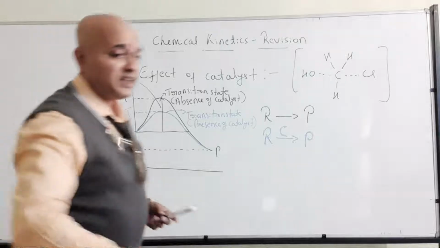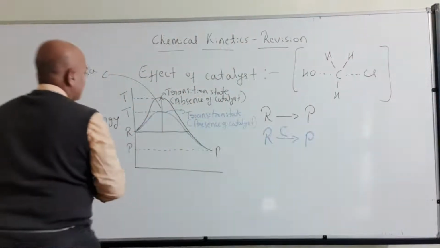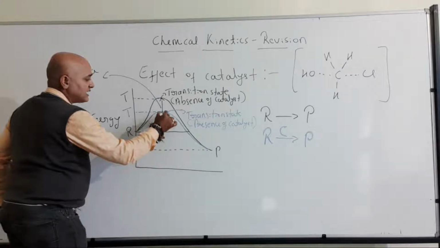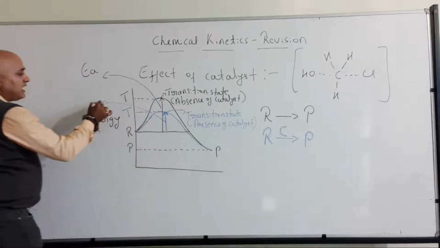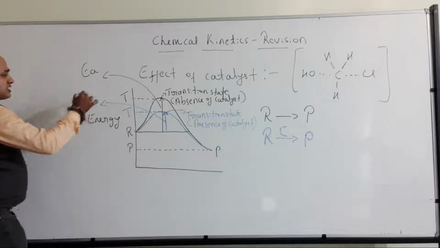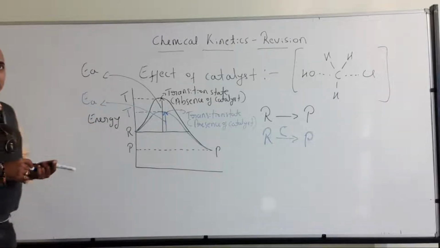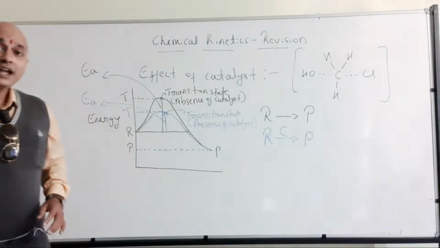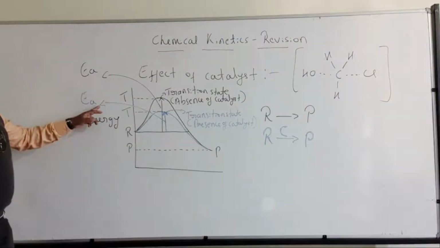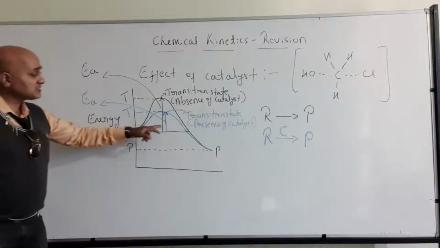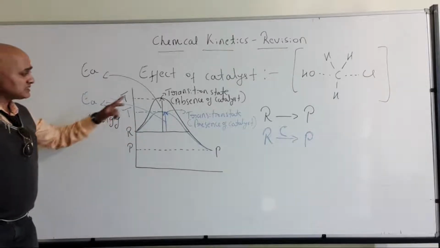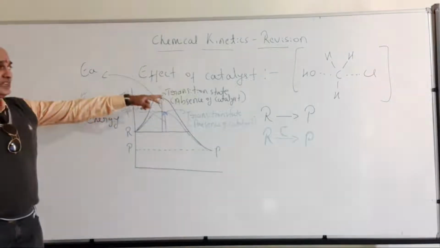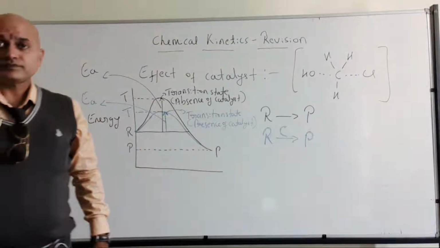Same way, in the presence of the enzyme, from base level, the transition state is there. Now that's where we have the activation energy. So what I mean to tell here is the value of activation energy is less in the presence of the catalyst and the value of activation energy is high in the absence of the catalyst.